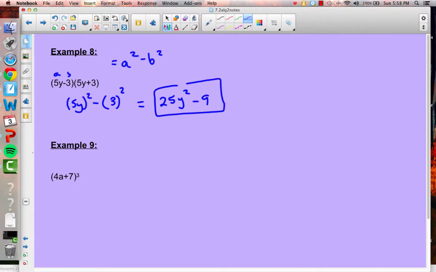That saves you a lot of time versus trying to FOIL it all out and combining like terms, and hopefully it will save you from making some small mistakes. And then the last one is example 9, which is a cubic one. I wanted to go through this real quick with you. Remember, this is our a value, this is our b value, and then it's all cubed.